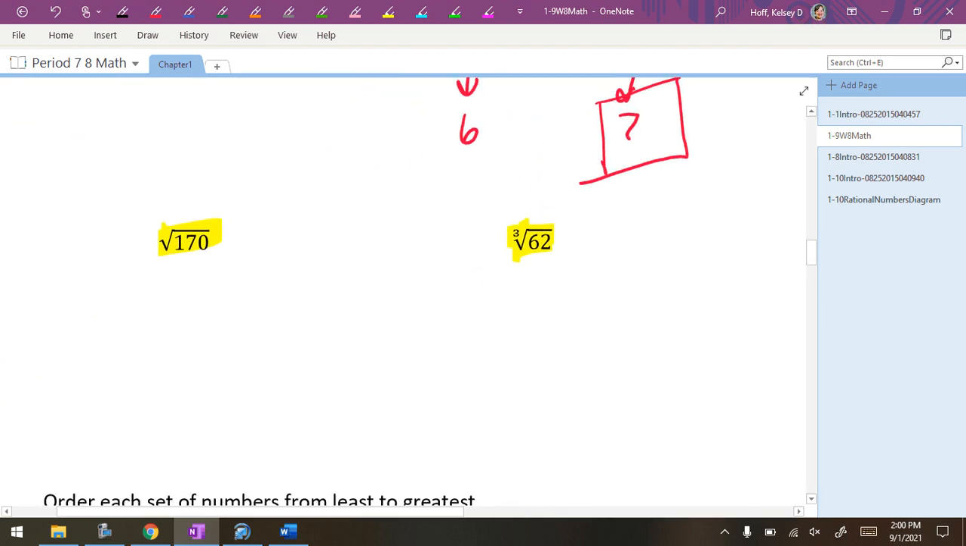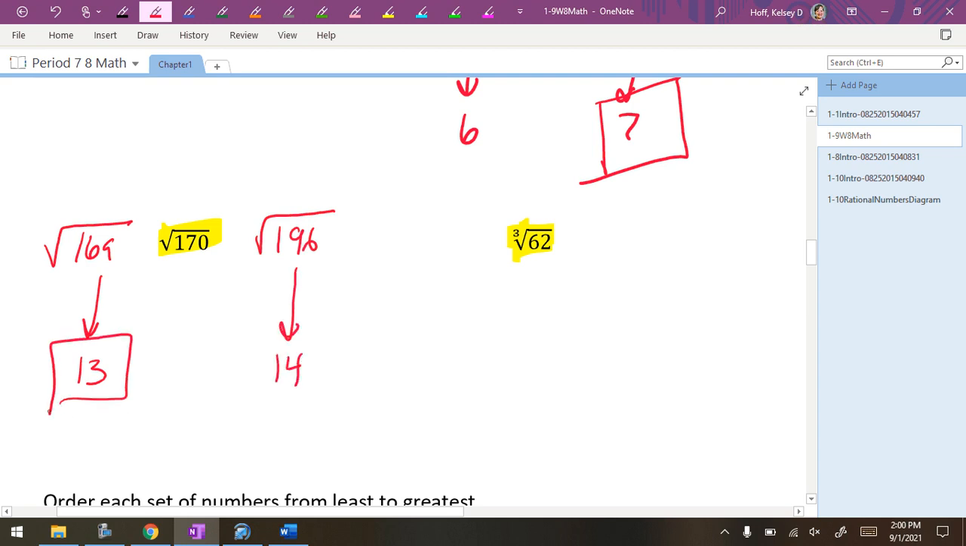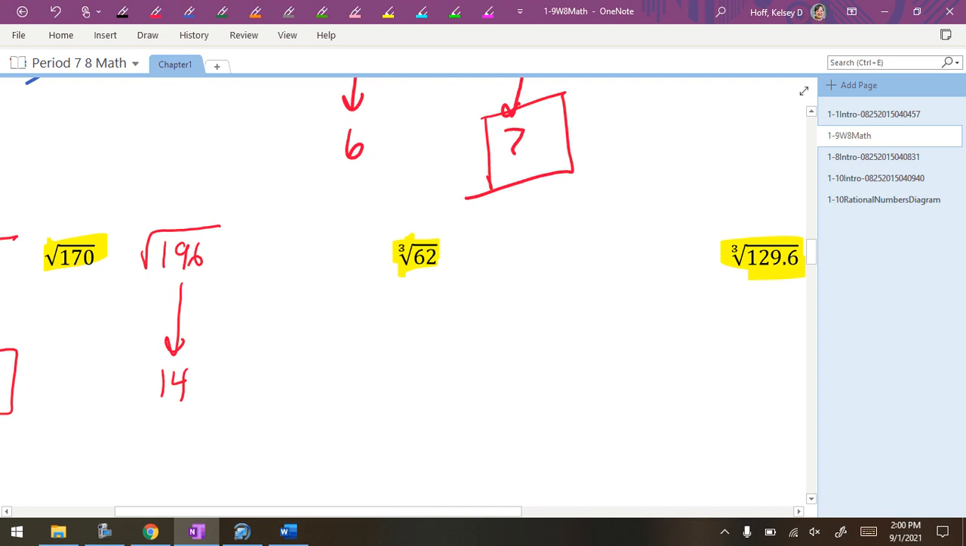Just under the square root of 170 is the square root of 169, which is 13. And just above, which one are you picking? 13. All right, now we switch to cubed roots.